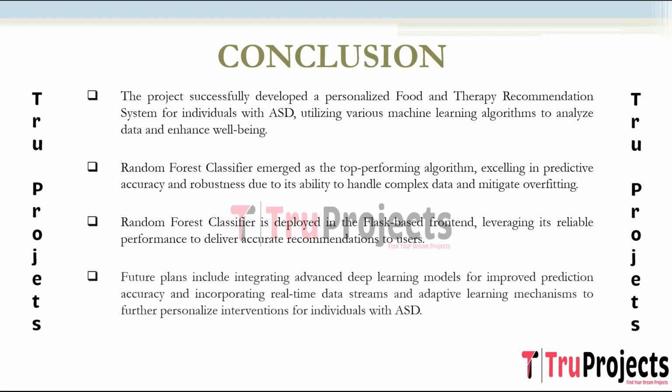In the future, the project could explore integrating advanced deep learning models to enhance prediction accuracy and recommendation quality. Additionally, expanding the recommendation system to incorporate real-time data streams and adaptive learning mechanisms could further personalize interventions for individuals with autism spectrum disorder.